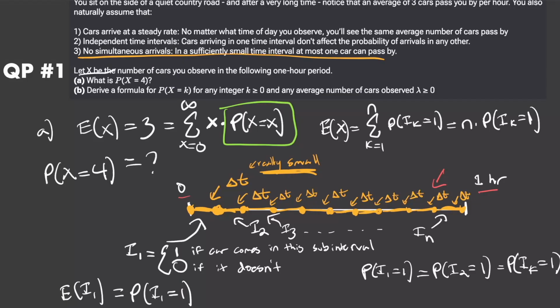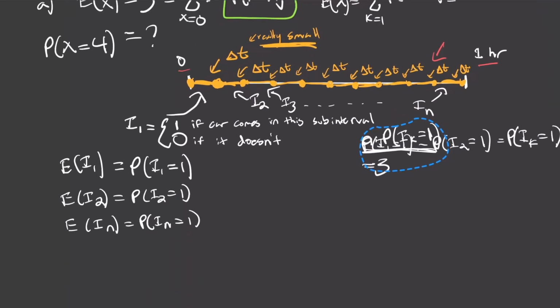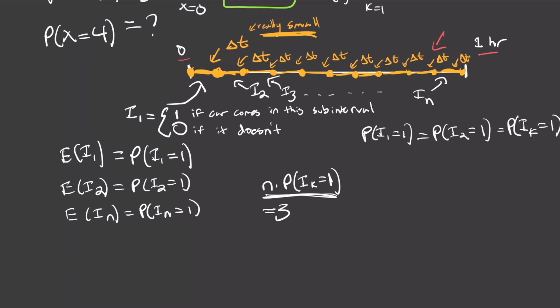Also, way back at the start of this specific question, 3 cars pass by per hour, so the expected value of X is equal to 3. So this value right here is just equal to 3. Okay, now let me move this down here to get some more room. So n times the probability that an indicator equals 1 is equal to 3 in this case. So the probability that an indicator is equal to 1 is 3 divided by n. Assuming that the intervals are small enough such that only 1 car can come per interval, the probability that a car comes in this interval right here is 3 on n, the probability a car comes right here, 3 on n, the probability a car comes in the next subinterval, 3 on n.